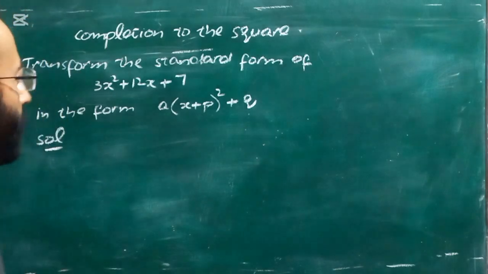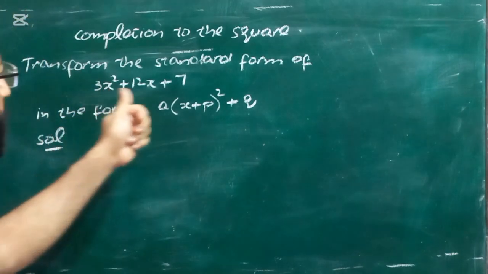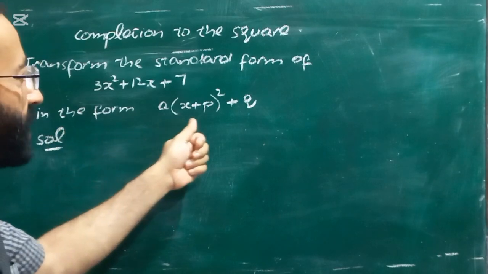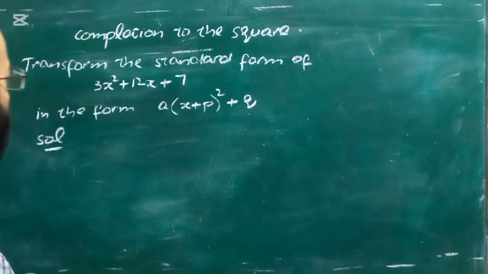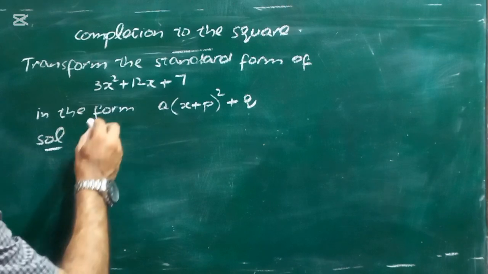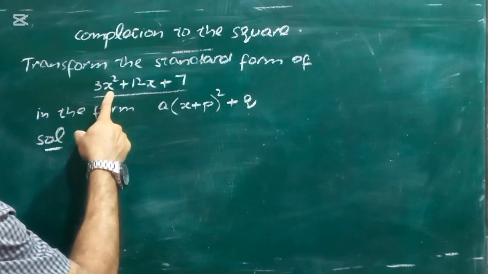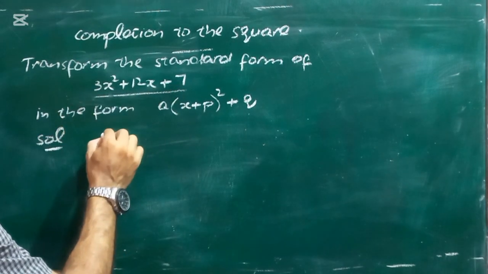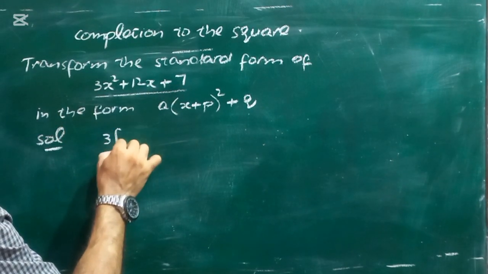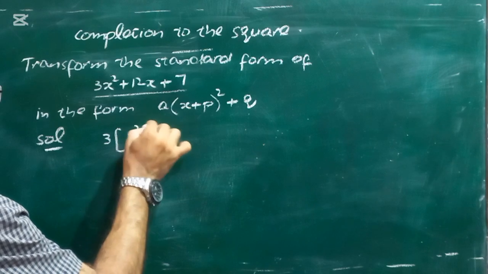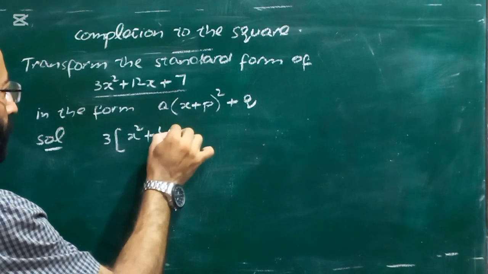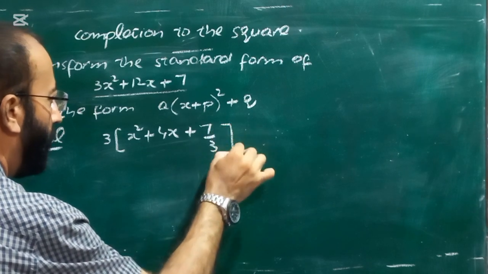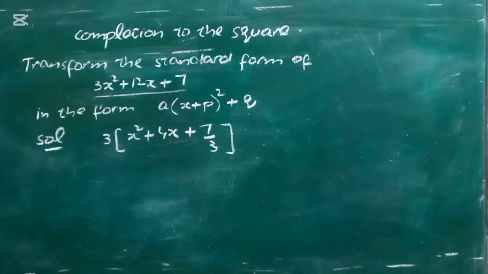Here is another question. Statement is same. Transform the standard form of 3x square plus 12x plus 7 in the form of a into (x plus p) whole square plus q. So the first step will be again same. We will make the coefficient of x square become 1. So we will take 3 common throughout the equation. So 3 into (x square plus 4x plus 7 by 3). So we have taken 3 as the common.